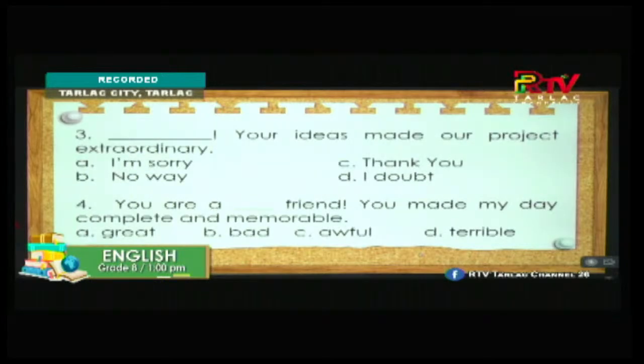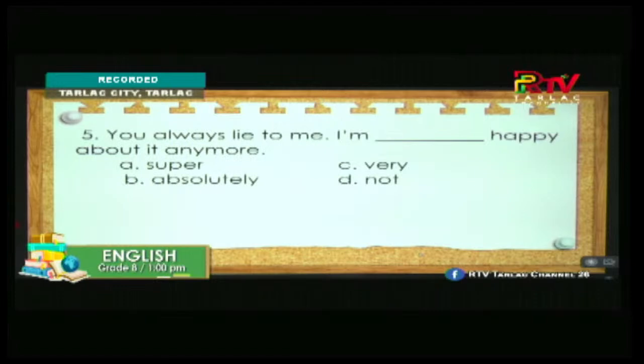Item number 3. Blank. Your ideas made our project extraordinary. A. I'm sorry. B. No way. C. Thank you. D. I doubt. Item number 4. You are a blank friend. You made my day complete and memorable. A. Great. B. Bad. C. Awful. D. Terrible. Item number 5. You always lie to me. I'm blank happy about it anymore. A. Super. B. Absolutely. C. Very. D. Not.